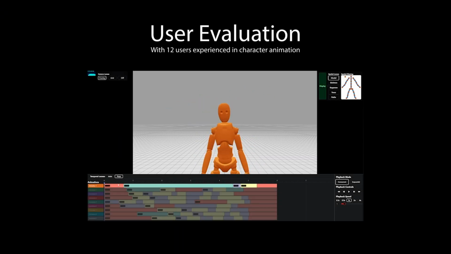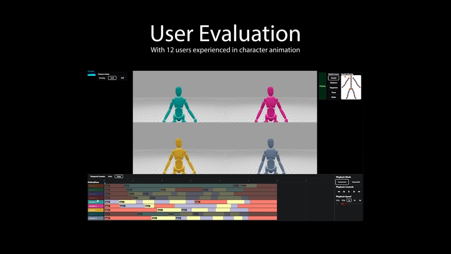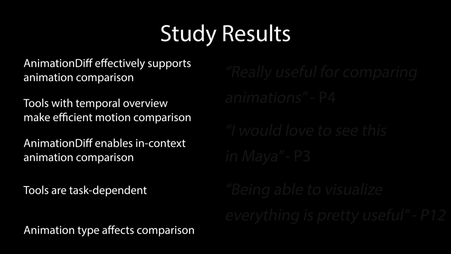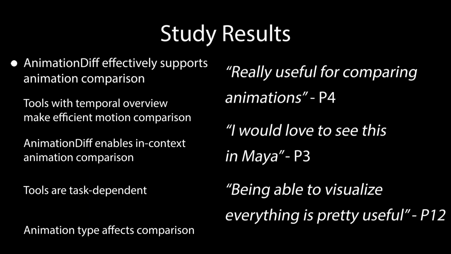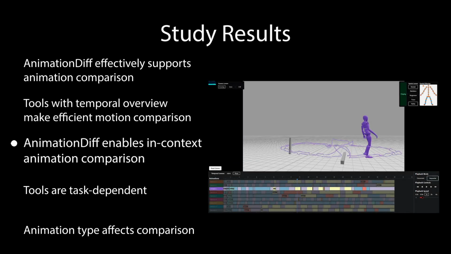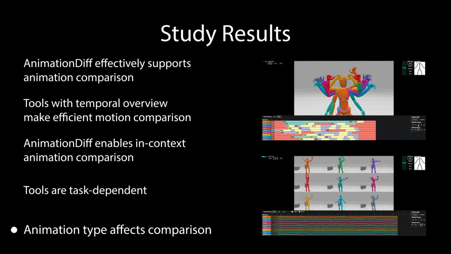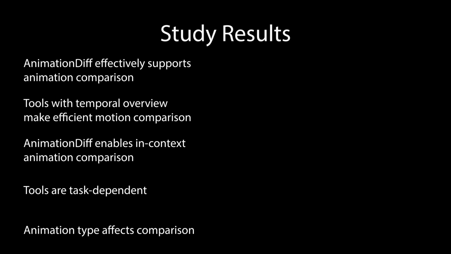We evaluated AnimationDiff in a study with 12 participants experienced in 3D character animation across 4 different animation scenarios. Our results showed that AnimationDiff effectively supports animation comparison. Tools with temporal overview make motion comparison efficient by reducing alignment and playback time. AnimationDiff enables in-context animation comparison for informed decision-making. Tools are task-dependent and work best depending on whether the user wants to compare spatial differences, timing, or naturalness. And the animation type, like its length or whether it includes root motion, affects comparison. Please read our paper for more detail.